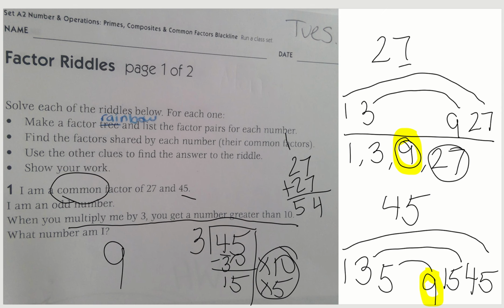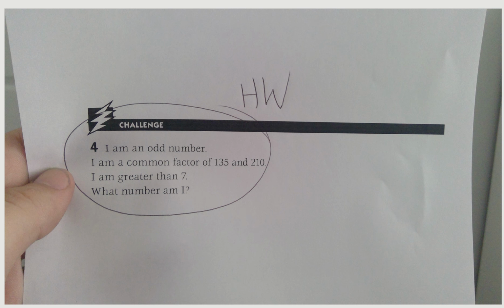For the rest of these, you're going to have to create factor rainbows, look at the clues, and see what matches. Remember, a common factor, common meaning the same, is when you have the same number in both factor rainbows. Now, I do have something that I want to tell you.